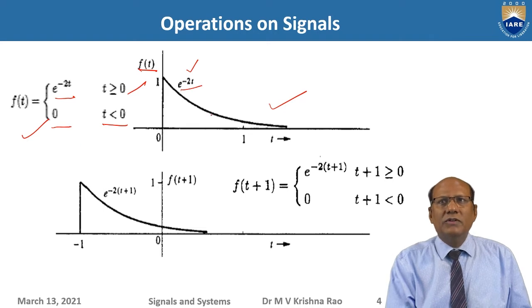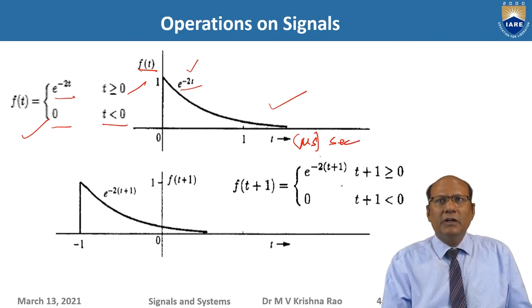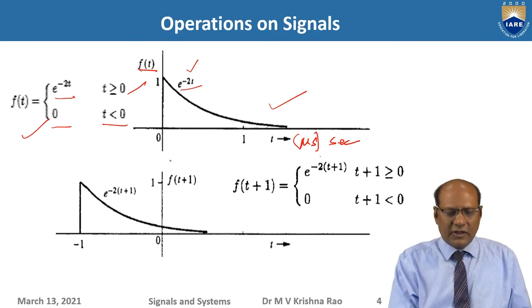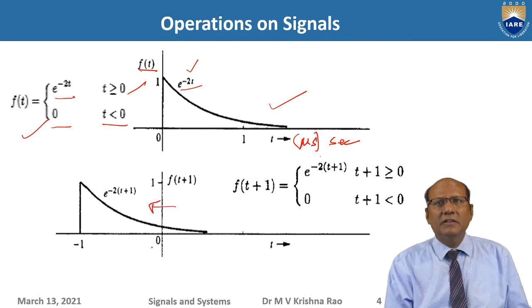Now I want to shift it by 1 unit, 1 second. The t here is not specified in exact units. It can be milliseconds, or microseconds, or seconds. It doesn't matter. So I want to shift this by 1 unit. That means I want to shift towards the left. For example, this is what happened after shifting.